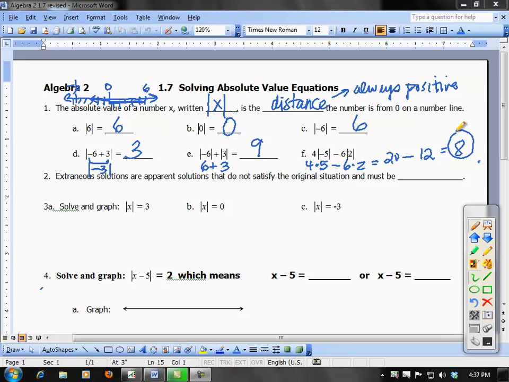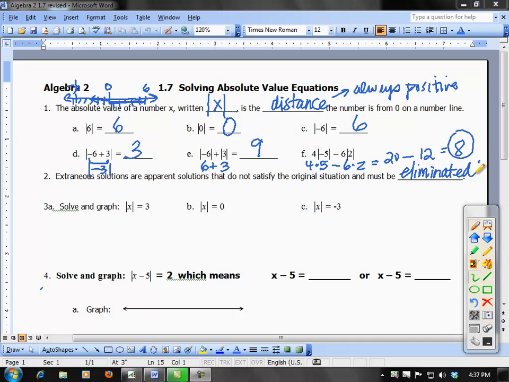Extraneous solutions are solutions that do not work when you plug them back in, and we say they must be either eliminated or discarded or gotten rid of. We need to just basically forget about them. So here's what happens. We're going to look at a couple of things.